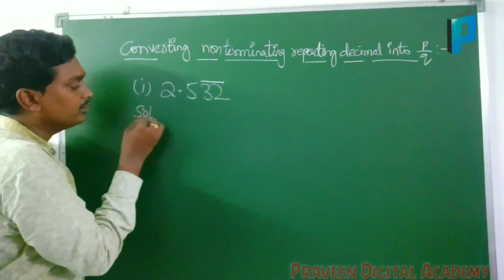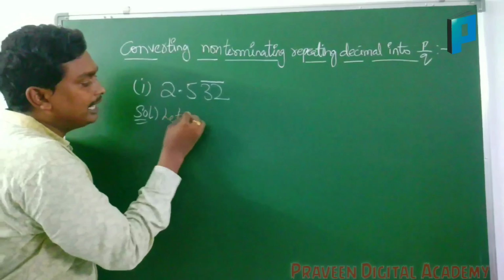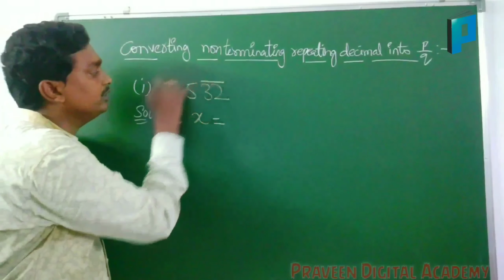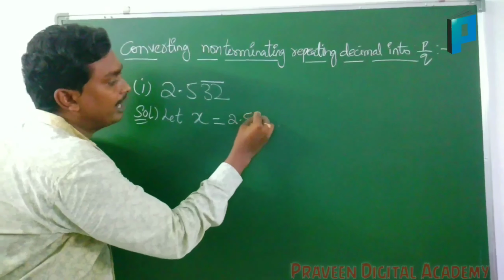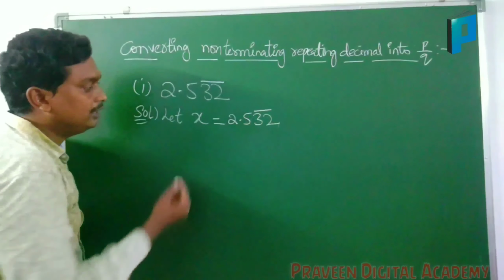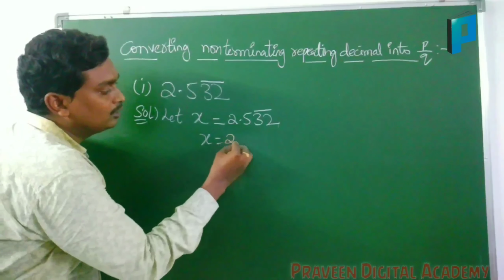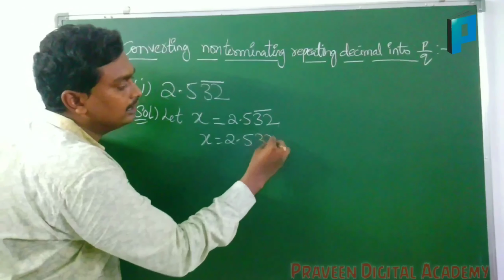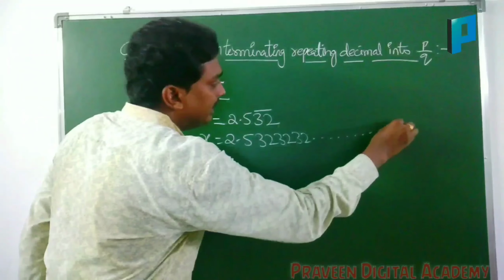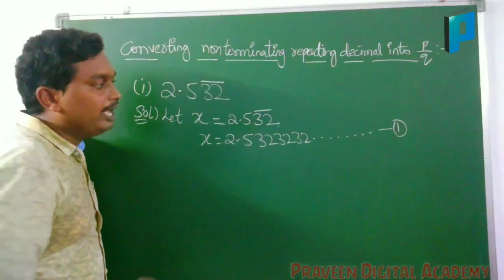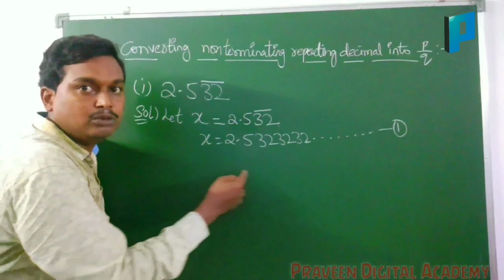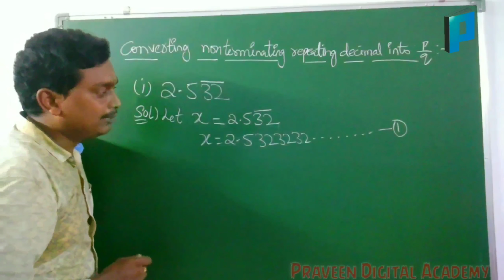How to solve this? Let x be equal to this number, 2.532 with a bar on 32. I can write this as 2.532 32 32 and so on. Take it as equation 1. Here 32 is repeating many times, so I wrote 32, 32, 32 many times.